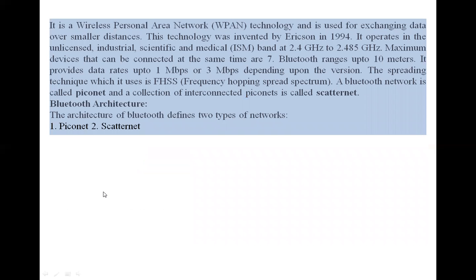Now we will see what Bluetooth is in detail. It is a wireless personal area network technology and is used for exchanging data over smaller distances. This technology was invented by Ericsson in 1994. It operates in the unlicensed industrial, scientific, and medical ISM band at 2.4 GHz to 2.485 GHz.